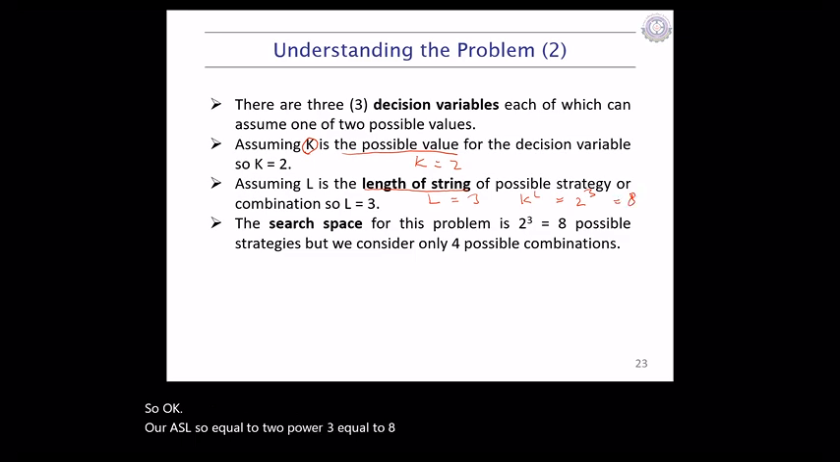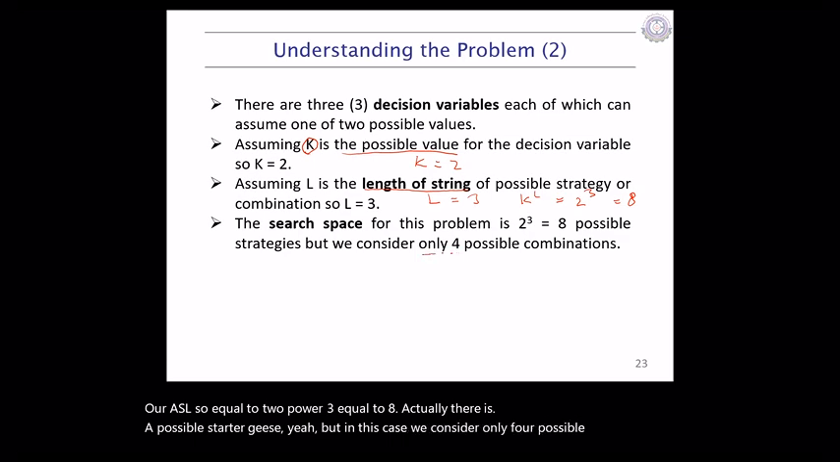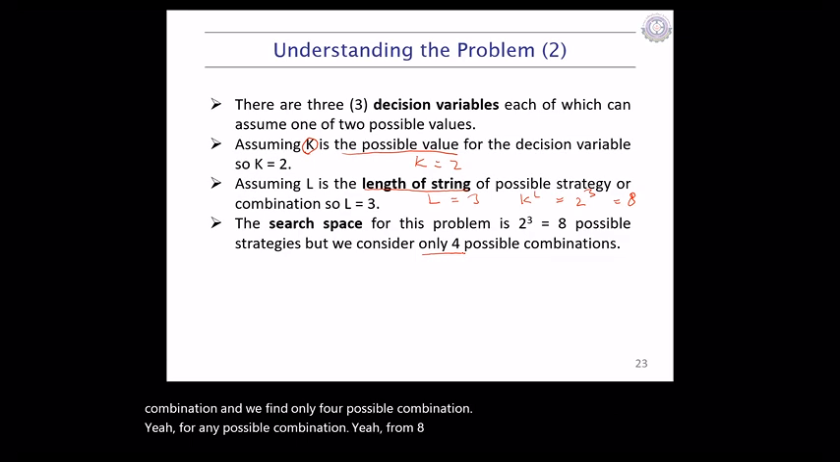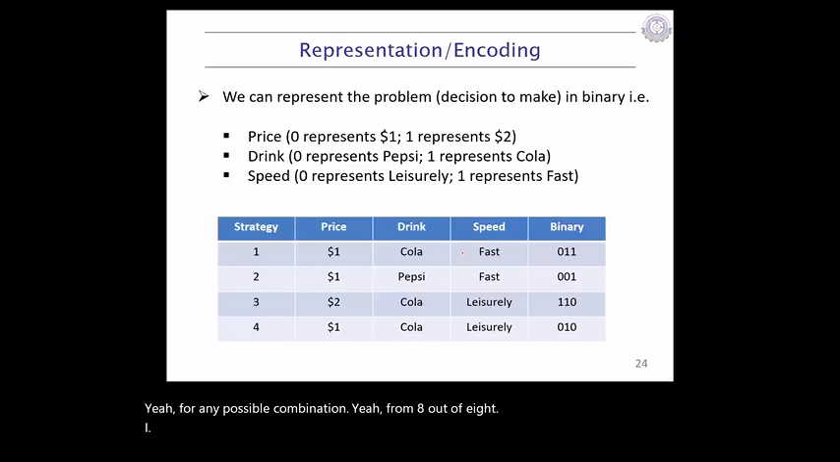Actually, there are 8 possible strategies. But in this case, we consider only 4 possible combinations, out of the 8. Right? So this is the one. We represent the problem, the decision to make, in binary.